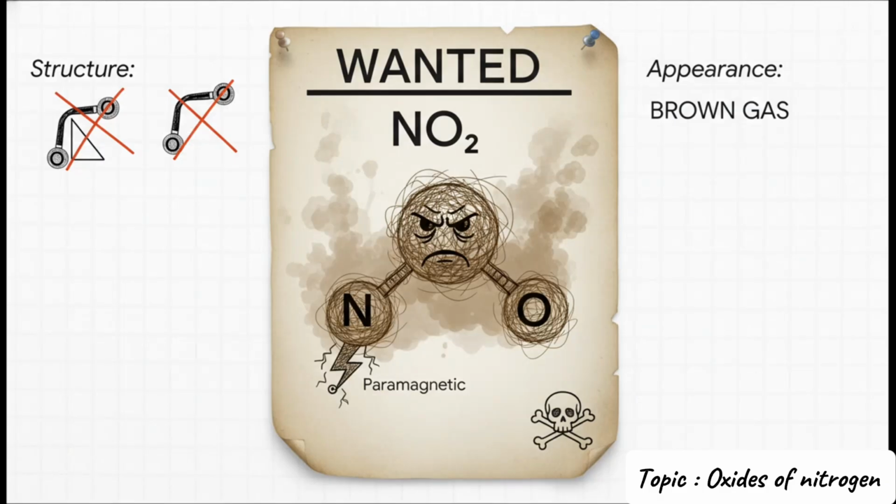I mean, just look at its profile. Its structure is bent, not a straight line. It has that distinct gross brown color. And just like its predecessor, NO, it's paramagnetic. It still has that unstable, unpaired electron. That combination of a reactive personality and its physical shape makes it incredibly toxic, a true environmental villain.